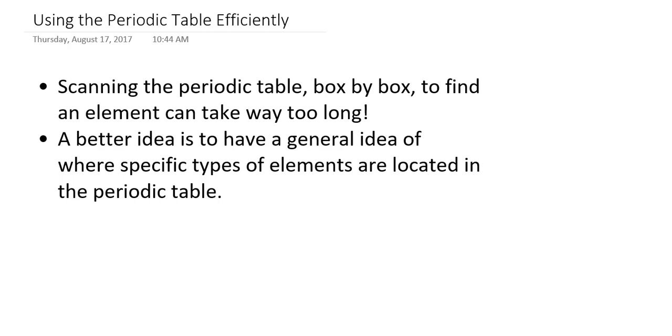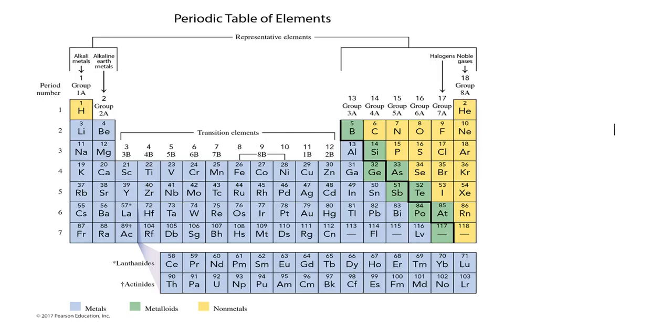And that is one way to find an element on the periodic table, but it can be very inefficient, particularly if the element happens to be pretty deep within the periodic table. And so really, the best way to be able to look up elements in the periodic table quickly is to have some idea as to where the different categories of elements are situated within the periodic table. So in order to understand that better, let's look at a periodic table and let's take it apart a little bit.